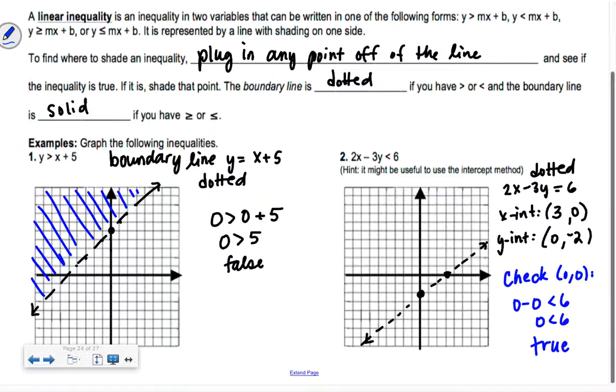That means 0, 0 is a solution. It's something that makes this true. So I shade towards my 0, 0. I'm going to shade above in this case. Some of you get a little shading crazy. You learn not to get shading crazy once you do the wrong side, and then you have to erase all of that shading. So just lightly shade. You could use a colored pencil lightly if you want to. Probably don't use a marker.